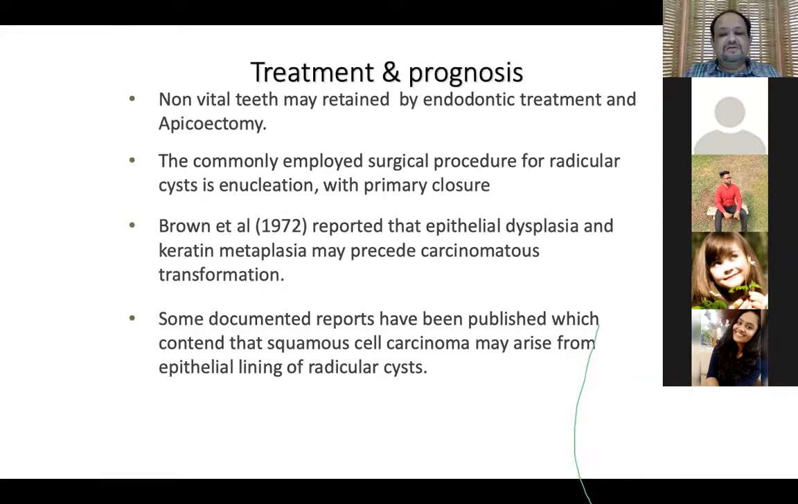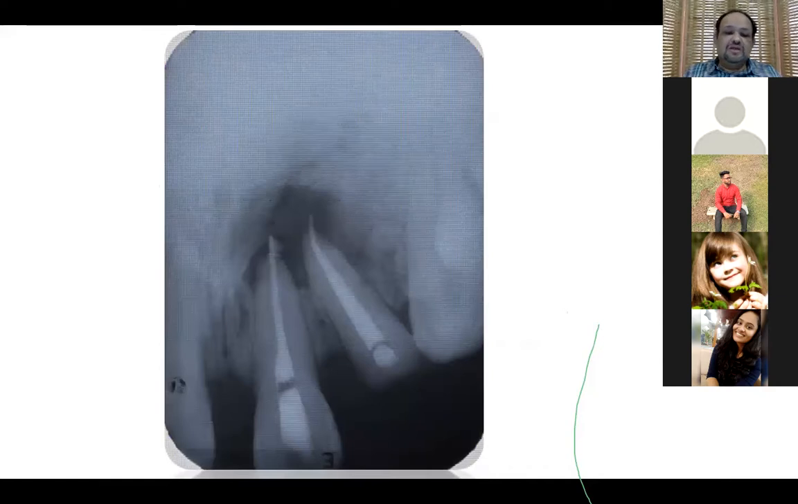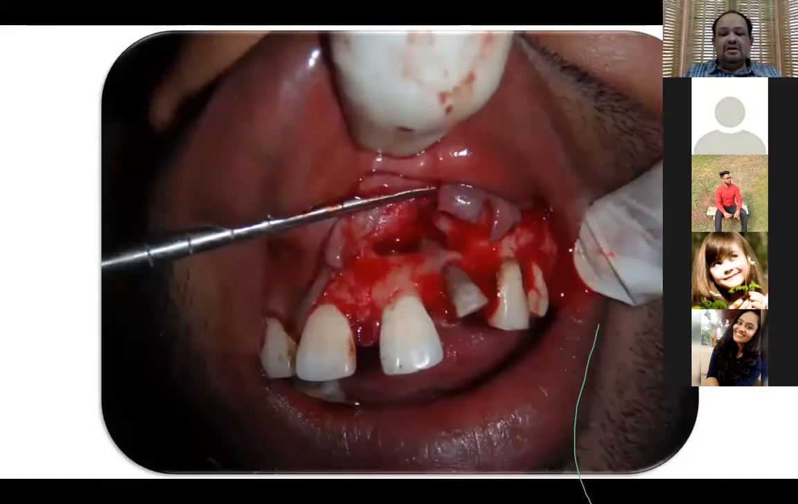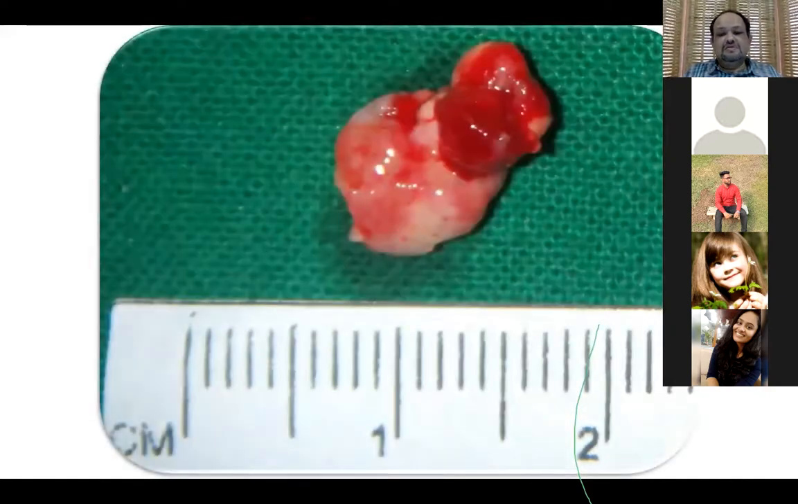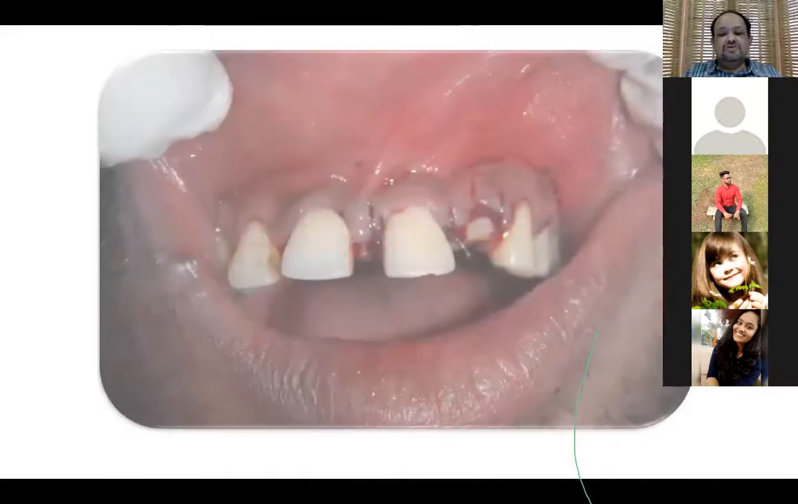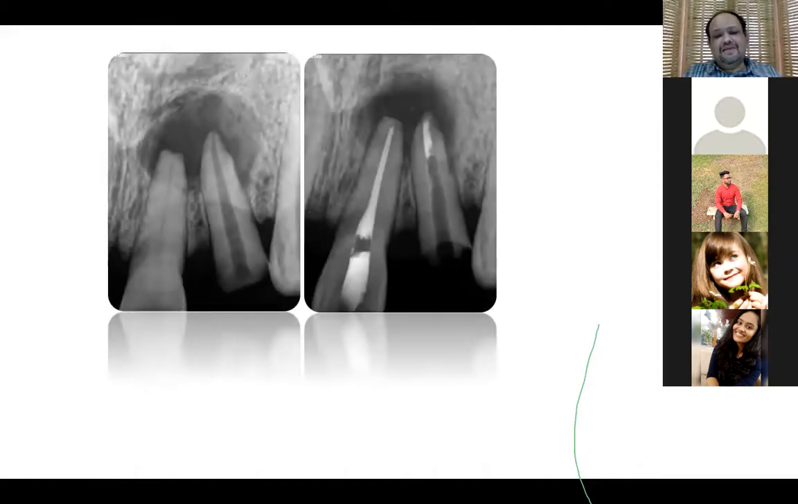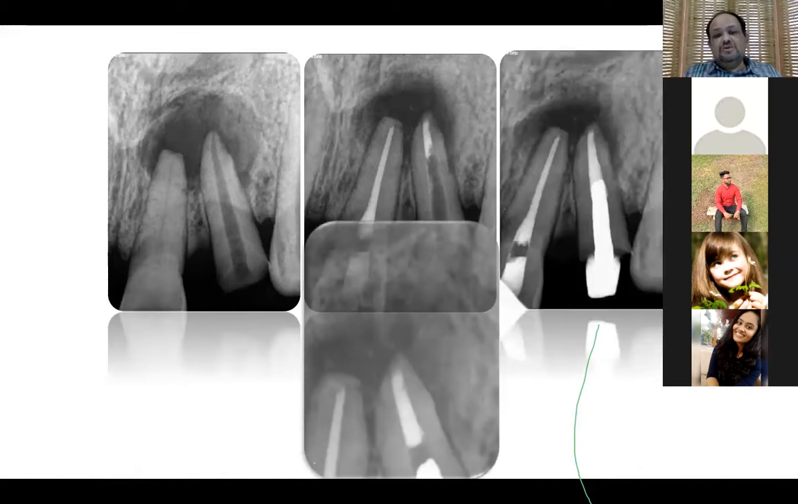So the treatment is you have to do a root canal and an enucleation. This is the specimen. Put a PRF and close it primarily. So this is something that you need to deal with. And sometimes, of course, if it's a granuloma, it can resolve with root canal treatment. Otherwise, you have to go and do a curettage by raising a flap.